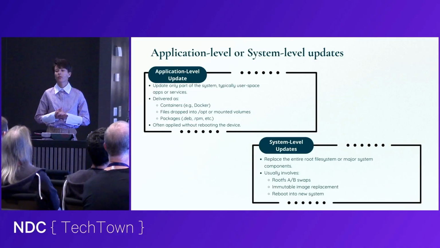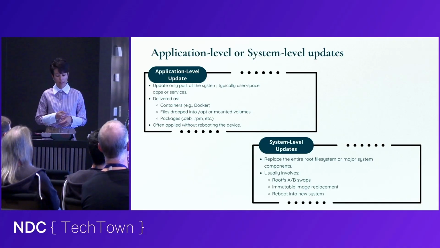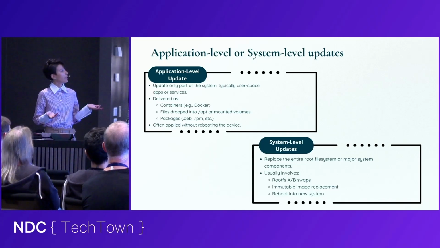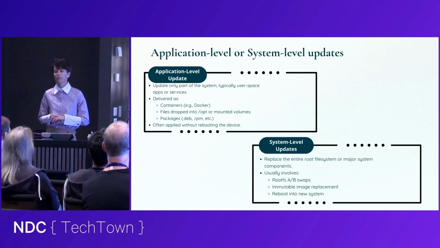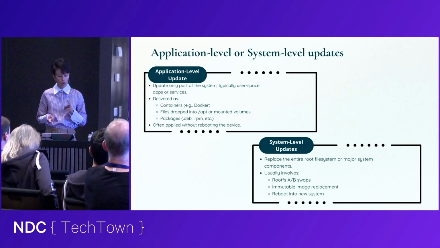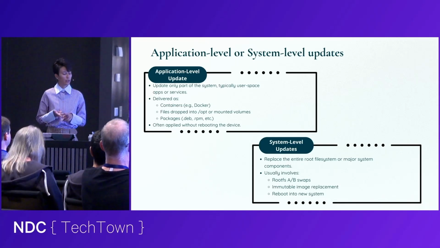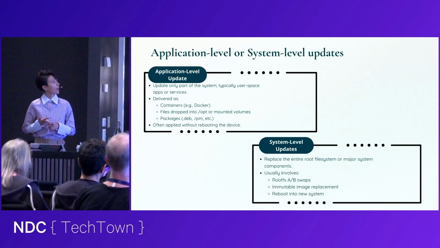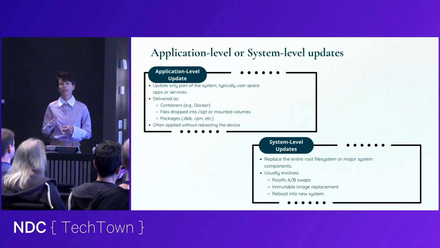Okay, let's talk about types of updates. We have application level updates or system level updates. Application level updates would be updating only a part of the system, which usually happens in user space. These updates can be containers, for example, Docker, or files simply dropped into a directory, or least often it can be packages being updated. Most of the time, these updates are applied without the need to reboot the system.